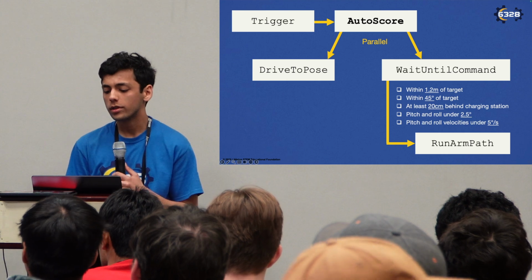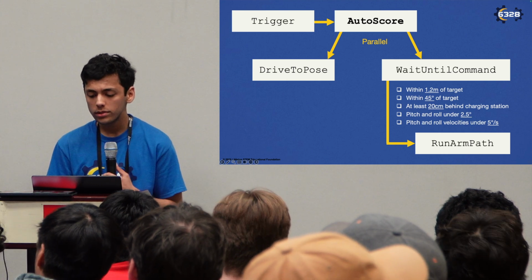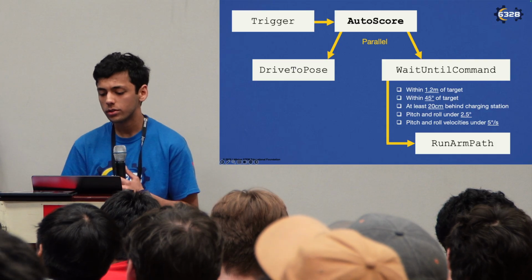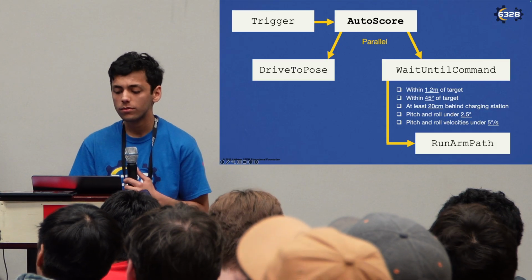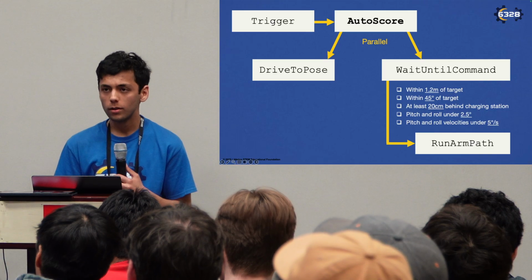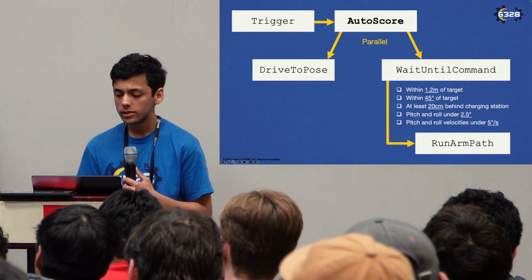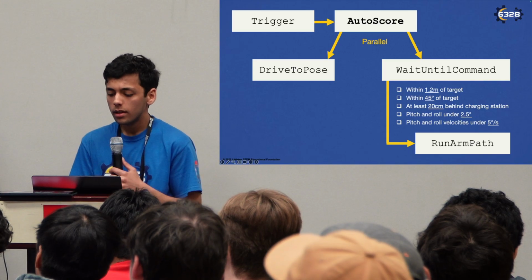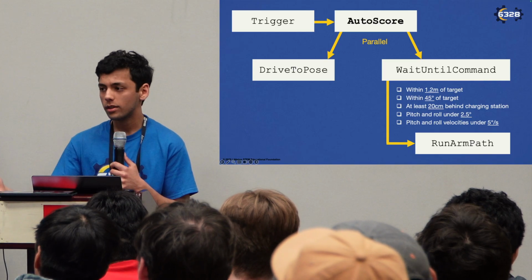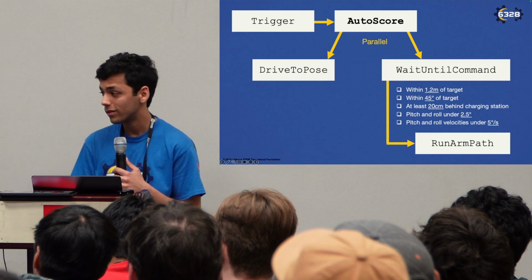So the conditions for extending our arm is that we have to be within 1.2 meters of the target, within 45 degrees of the target, and 20 centimeters behind the charging station, because we don't want to raise the arm in the middle of the field. We also have pitch and roll velocities, a bunch of thresholds for that, such as 2.5 degrees for pitch and roll, and our velocities have to be under 5 degrees per second. And this is all because the autoscoring can take a few hard turns when it's automatically driving, so we don't want to tip over, as was very common that year.